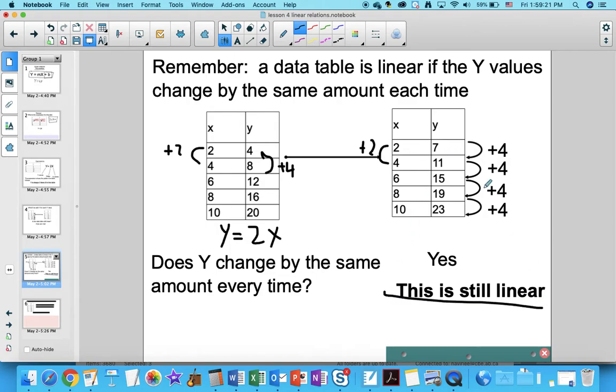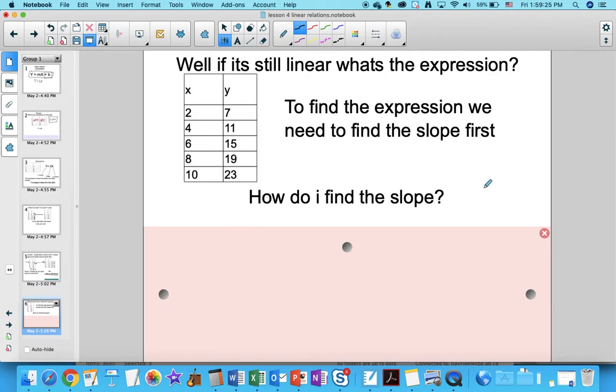Okay, so if it's linear, that means I can find an expression for it. Well, if it's linear, what's the expression? To find the expression, we need to find the slope first, right? And again, just like before, to find the slope, you find the change in y, in this case 4, and you divide it by the change in x. Went from 2 to 4, so we went up by 2. So 4 divided by 2, right, is 2.